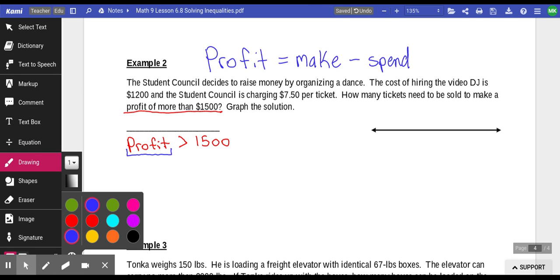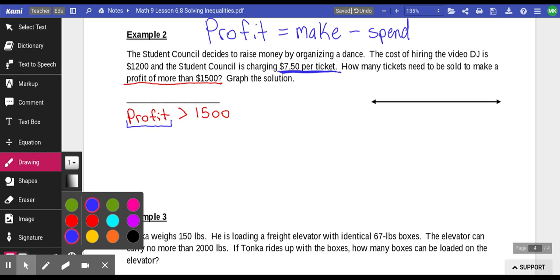What I make is $7.50 per ticket, but I don't know how many tickets I sell. So what I make is $7.50 times X, where X equals the number of tickets, because I don't know how many tickets I'm going to sell.